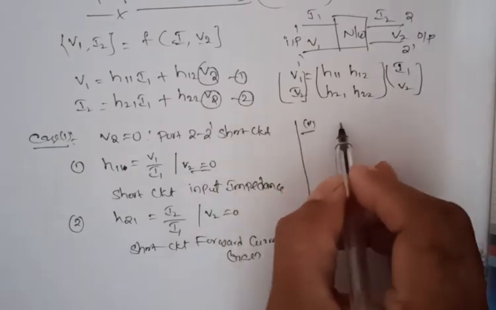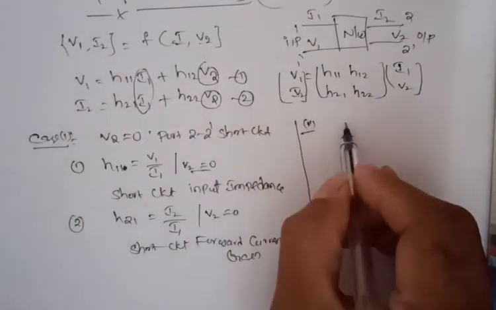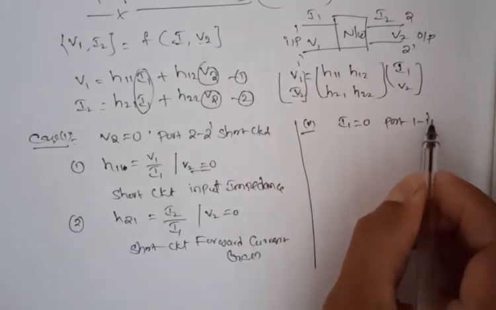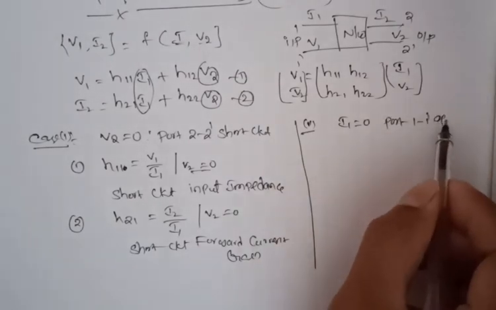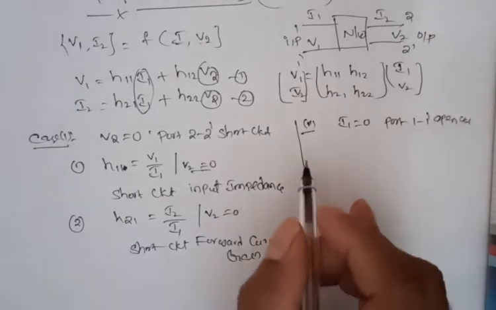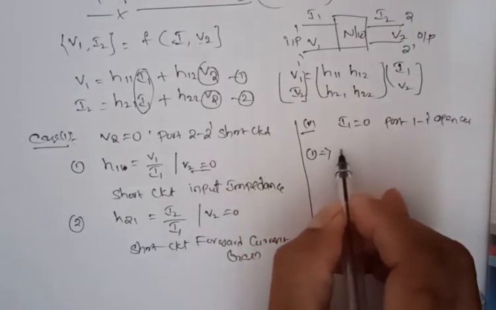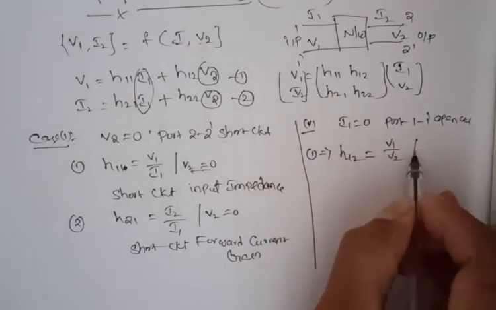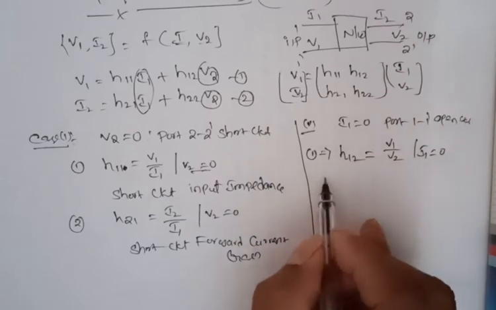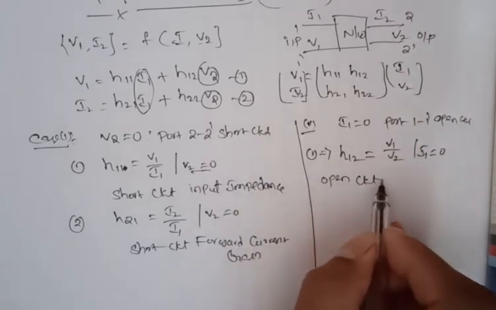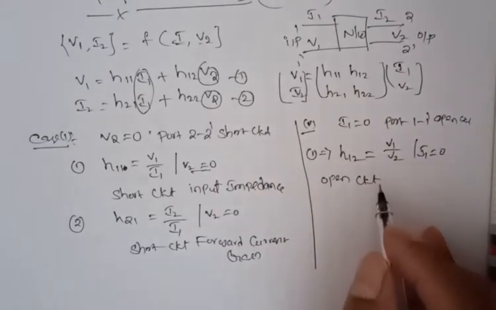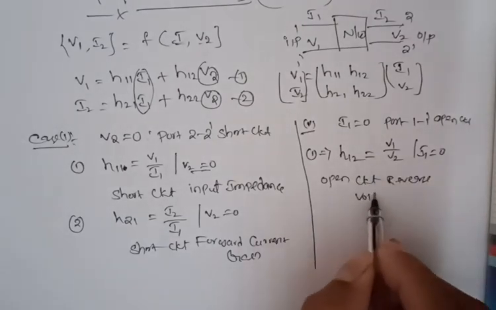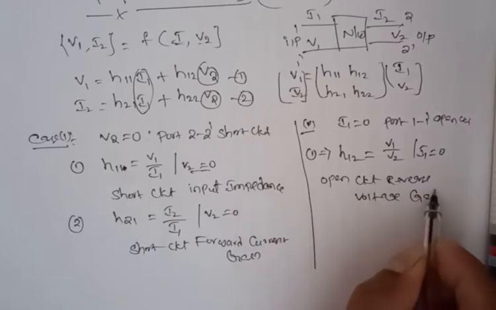In case 2, make I1 equal to 0. What is the meaning of making I1 zero? Port 1 dash is open circuited. In an open circuit the current is 0. Now from the first equation we get H12 equal to V1 by V2 when I1 equals 0. This is the ratio of voltages, but it is reverse, so we can say this is the open circuit reverse voltage gain.